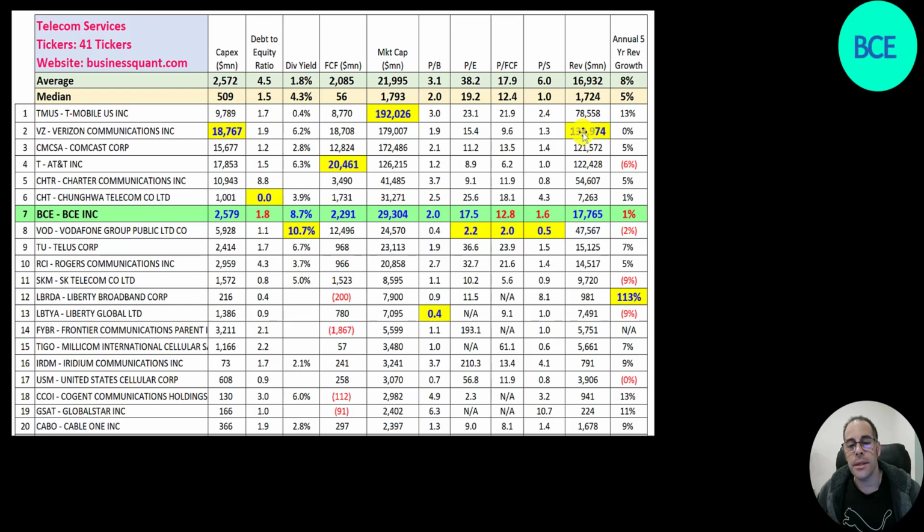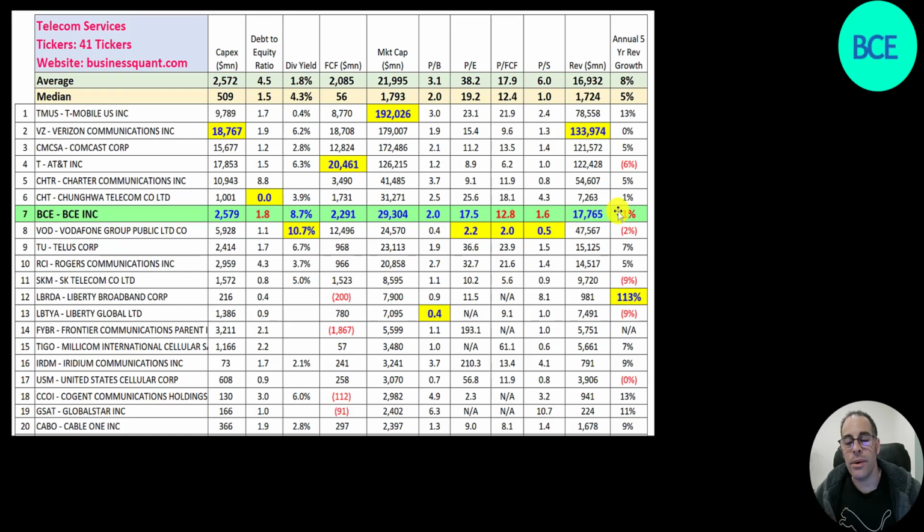Look at Verizon, 134 billion of revenue. They trade at 1.3 times revenue. Once again, Vodafone is number one. They trade at 0.5 times revenue, which means their revenue is double their market cap. When you hear trading at 0.5 times revenue, that means their market cap is 0.5 or 50% of their revenue.